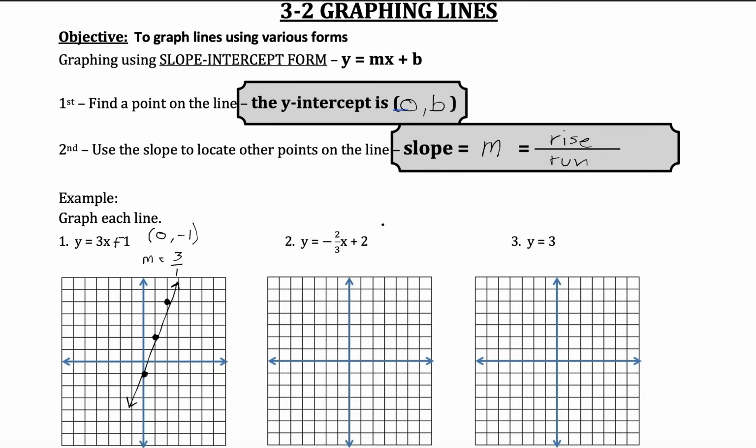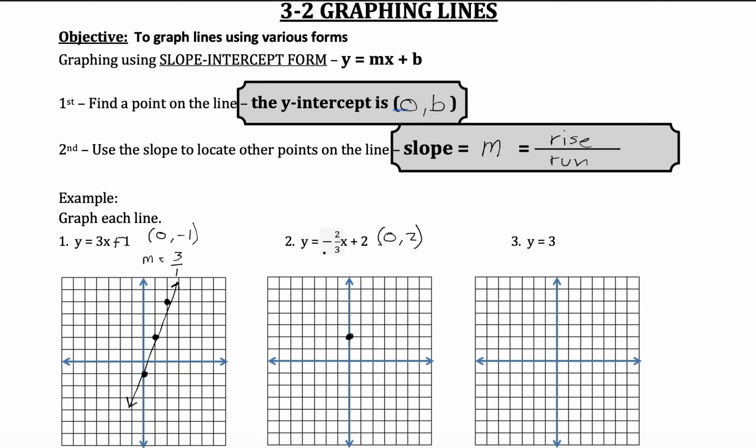Looking at example number 2, we have y equals negative 2/3 x plus 2. The first thing I notice is we already have addition, so we don't need to worry about our y-intercept. We can pull out our y-intercept of (0, 2), and we can go ahead and plot that on our graph. So we start at 0, we're going up 2, our y-intercept is right there.